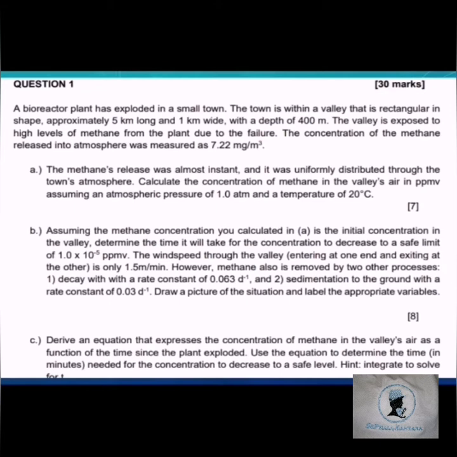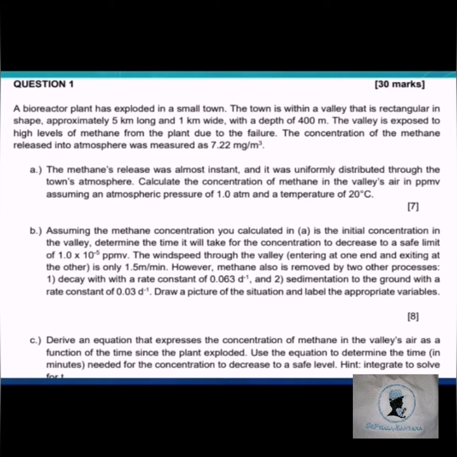Okay, so guys, what we have to understand from this question is that this bioreactor plant is inside the small town, not outside. So guys, please note that. Alright, so the methane release was almost instant, and it was uniformly distributed throughout the town's atmosphere. Calculate the concentration of methane in the valley's air in ppmv, assuming the atmospheric pressure to be this and that.